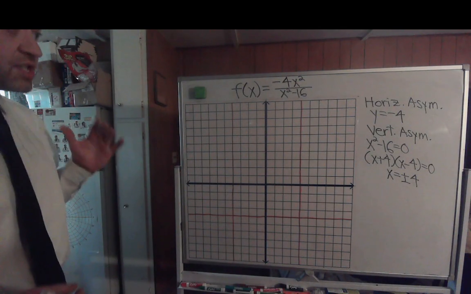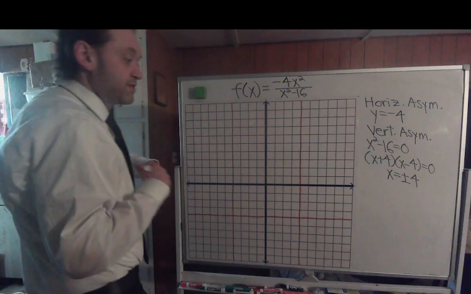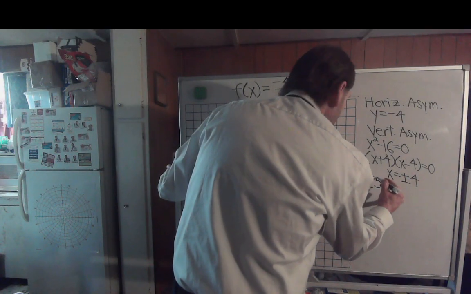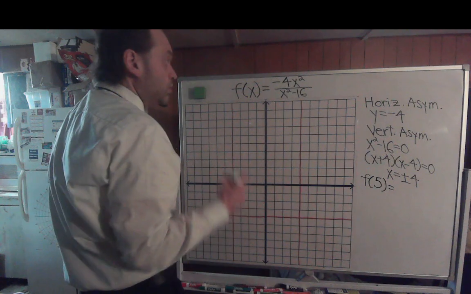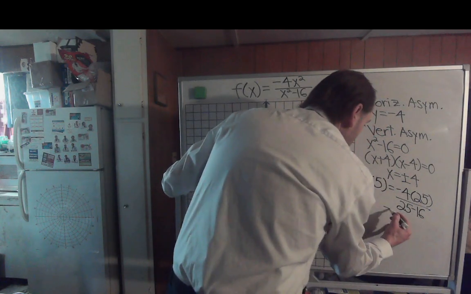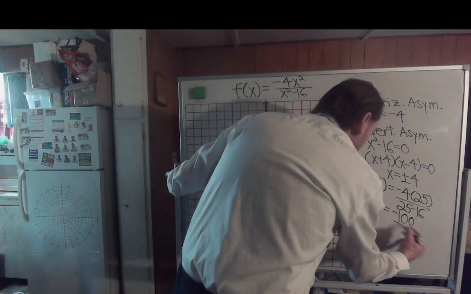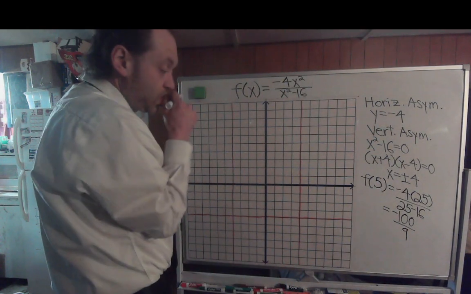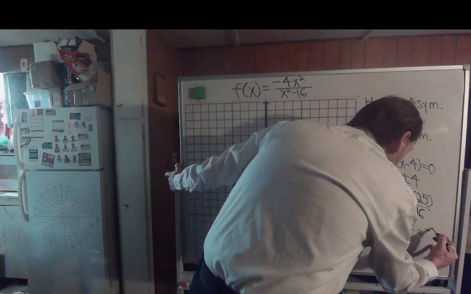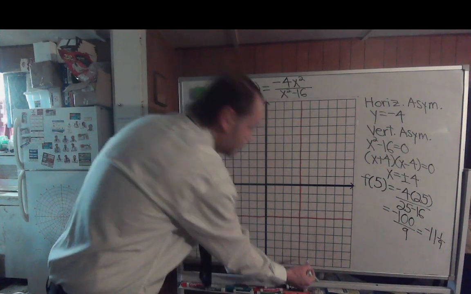So let's go to the right of x equals 4. Let's start with 5. So let's do f of 5. F of 5 is going to equal what? That'd be negative 4 times 25, all divided by 25 minus 16, which would literally give you negative 100 over 9, which would be negative 11 and 1/9. So at 5, you're way off the chart there.